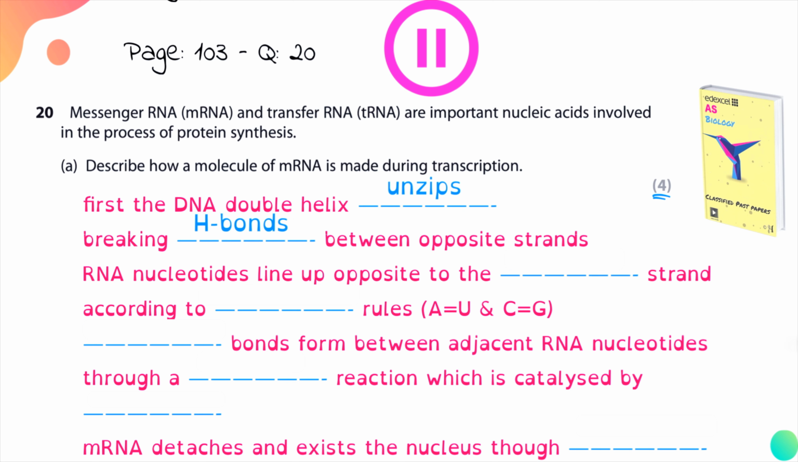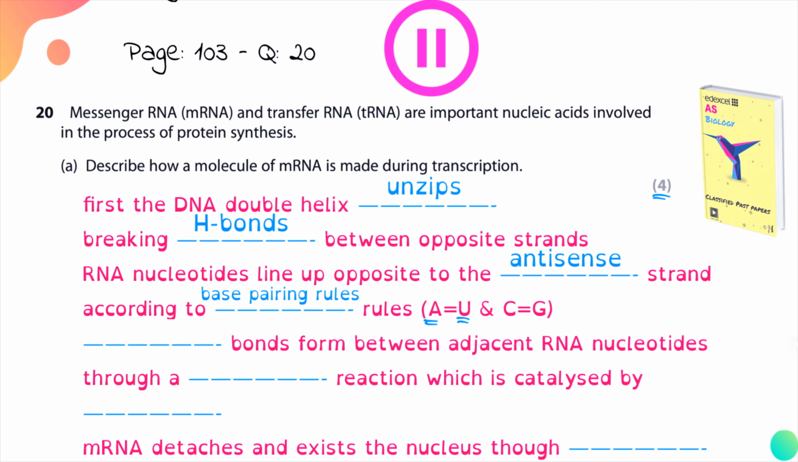Then RNA nucleotides will line up opposite to the template or the antisense strand, according to what we call the base pairing rule. Here it is important to include the rule so they will understand that you realize it's A with U, not A with thymine or T.